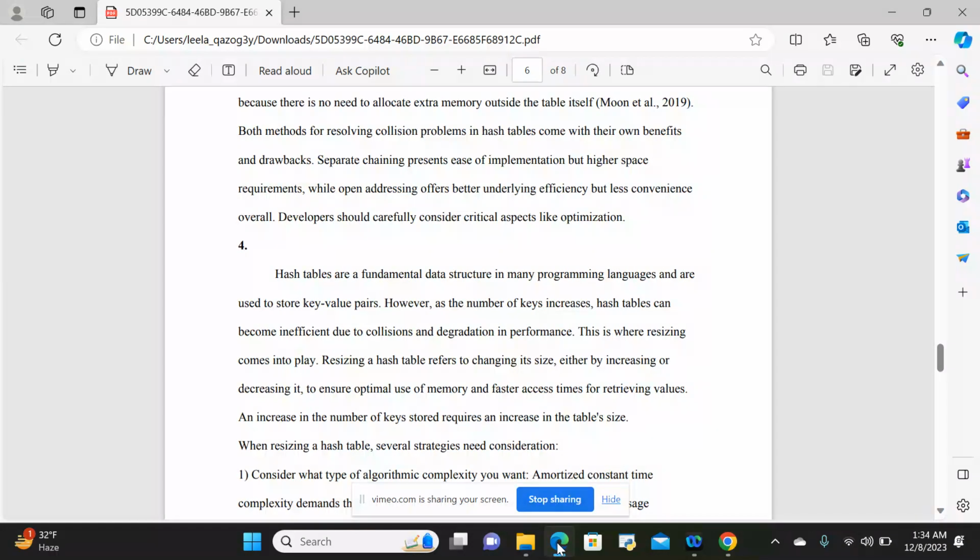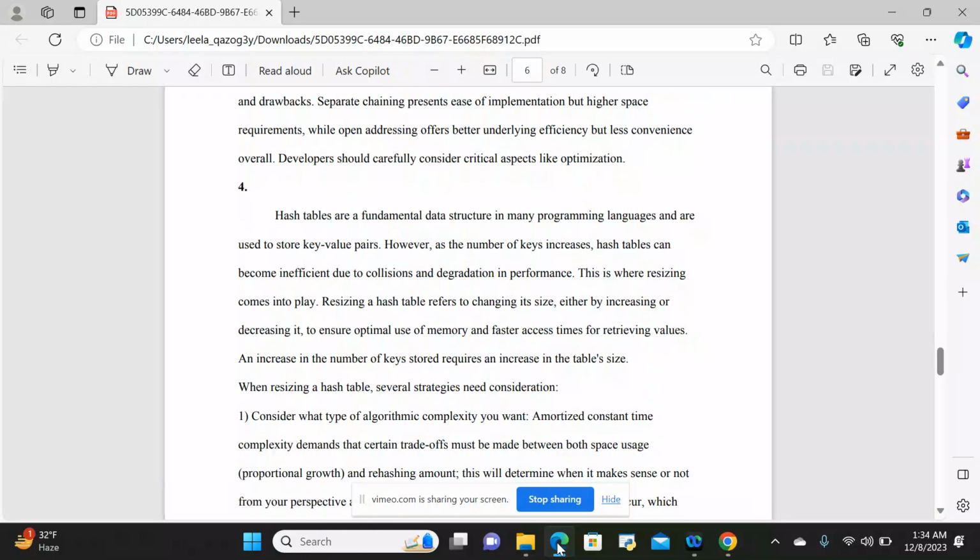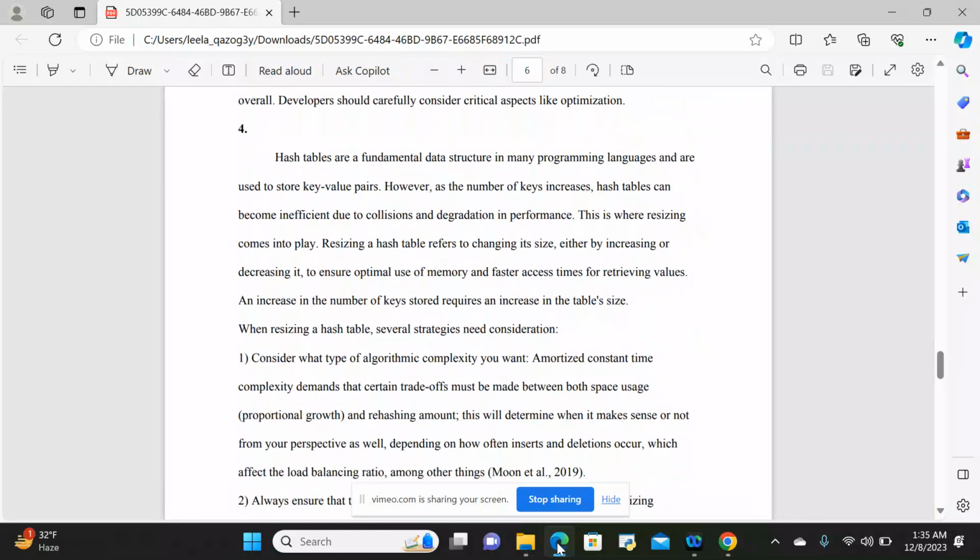Based on these needs, both methods of resolving collision problems in hash tables come with their own benefits and drawbacks. Separate chaining is simple to implement but has high space requirements, while open addressing is better at space efficiency but less consequential. Overall, developers should carefully consider certain aspects like optimization.